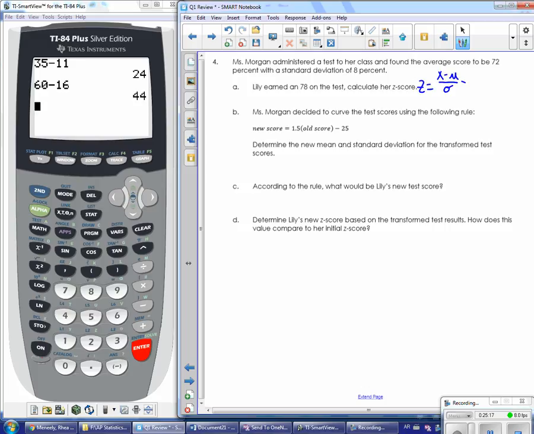So for Lily, she scored 78 on the test, which was above average. So I'm going to subtract the 72 and divide by 8. And when I do that, I get 0.75. That has to do with the number of standard deviations she is above the mean.